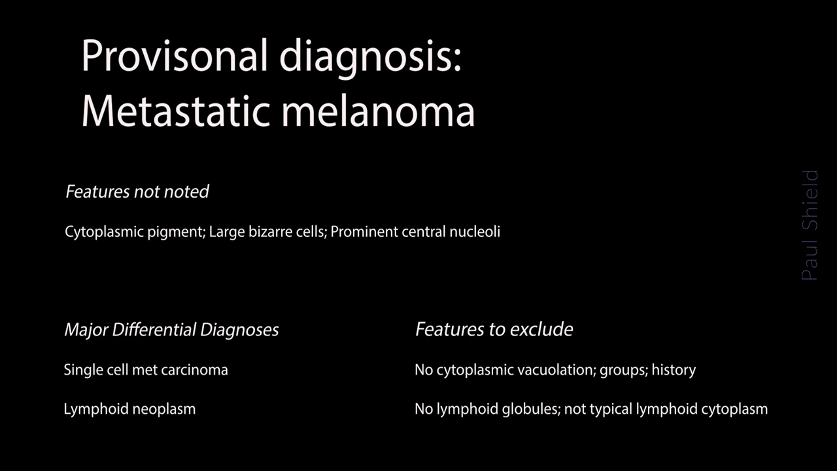So I guess the major differential then was with a really single cell metastasis. For example, breast does that sometimes, but we didn't see any cytoplasmic vacuoles, any groups at all, and there was no history of previous carcinoma. The other thing that may have entered the differential diagnosis was a lymphoid abnormality, but we didn't see any background lymphoid globules, and the cytoplasm was a bit more abundant than we would normally see in lymphomas. There were really no indentations in the nuclei either. So on balance, it's consistent with metastatic melanoma.